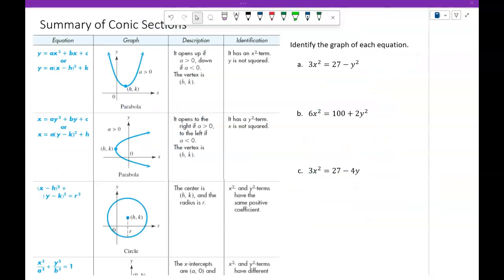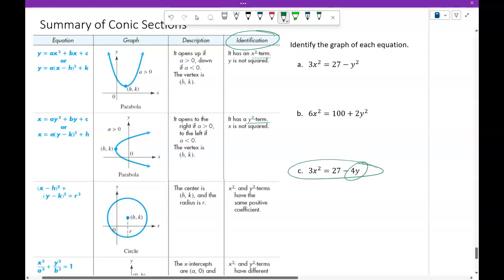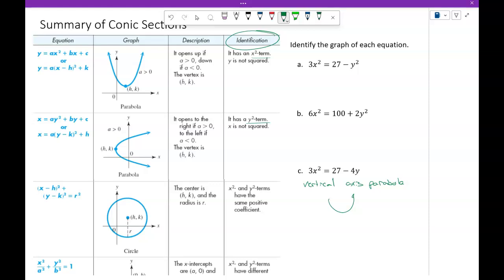Lastly, we want to be able to look at an equation in general form and be able to quickly identify which conic section it is. So we can look at this identification here. Our parabolas are only going to have an x squared term or a y squared term, and the other one will not be squared. And so if we look at these equations on the side, example C, we see that y is not squared in this equation, which means that this has to be a vertical axis parabola. That's going to look something like that, with that vertical axis.